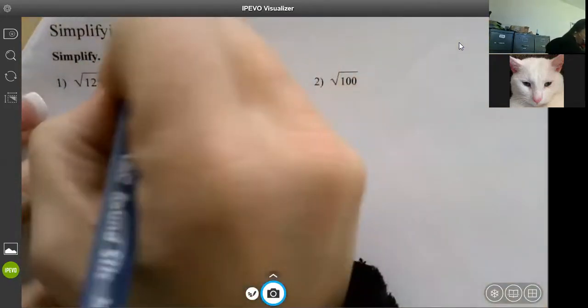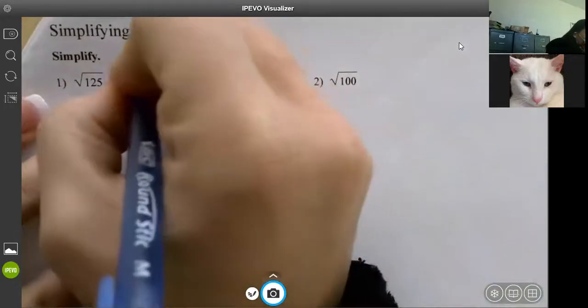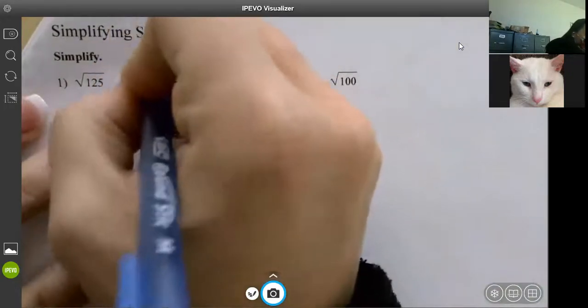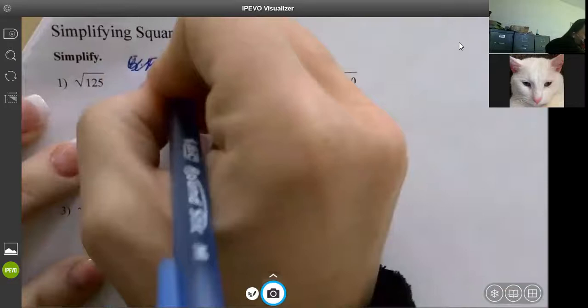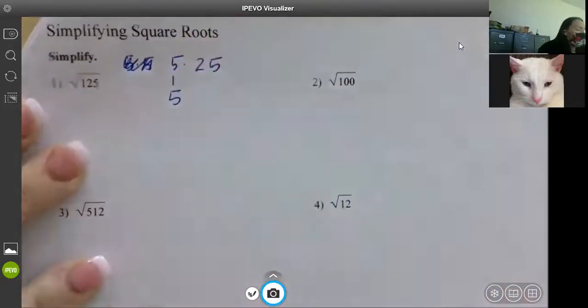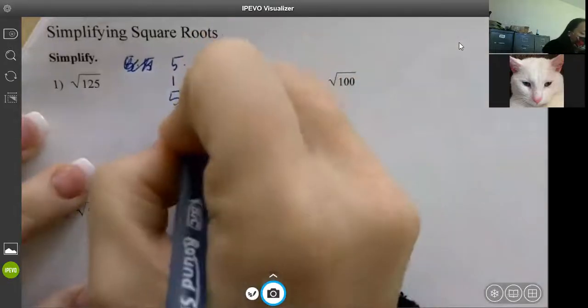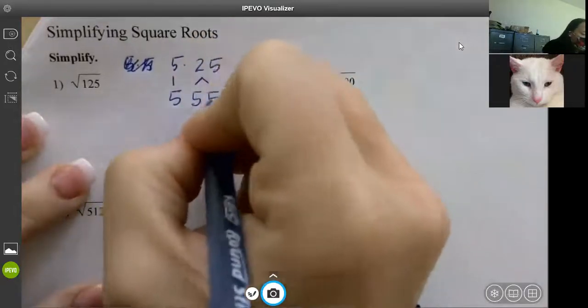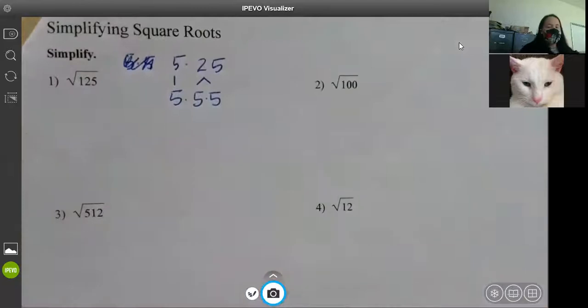So if I'm going to prime factorize, sorry, let me do it this way. 5 and 25 are factors. 5 I can't break down anymore, so I'm just going to pull it down. But 25 breaks into 5 and 5. Now again, they won't break down any more than that. That's as good as that's going to get.